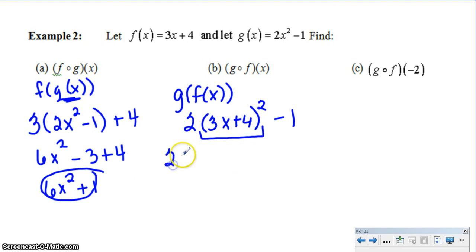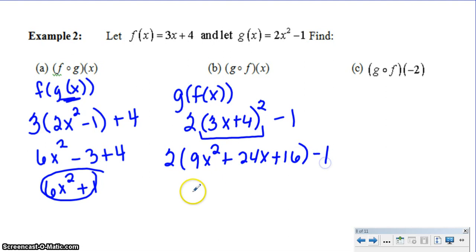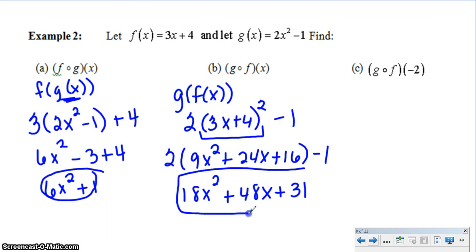So I'm going to be left with 2 times 9x squared plus 24x plus 16, and then minus the 1. Distribute the 2, and then subtract 1. So I'm going to give us our final answer here, 18x squared plus 48x plus 31. And I cannot simplify any further, so that is our final answer.